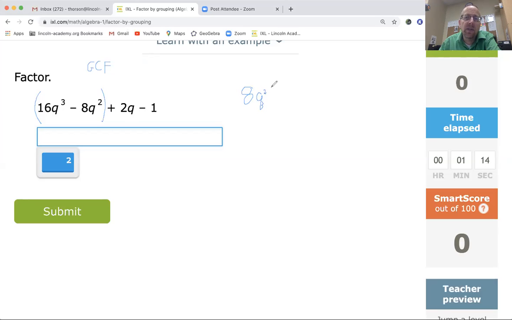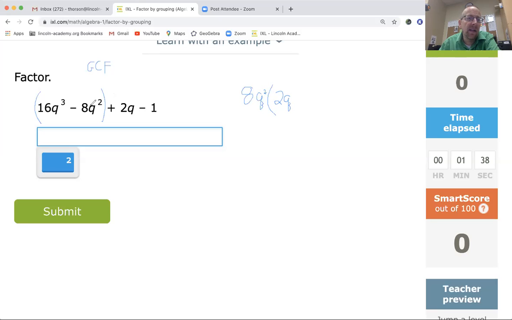Then what we do is once we factor that out, we're going to say, okay, let's divide this first term by that 8. So what's 16 divided by 8? 2. And when I divide the q cubed by a q squared, it leaves how many q's? 1. So we have a 2q for the first term.